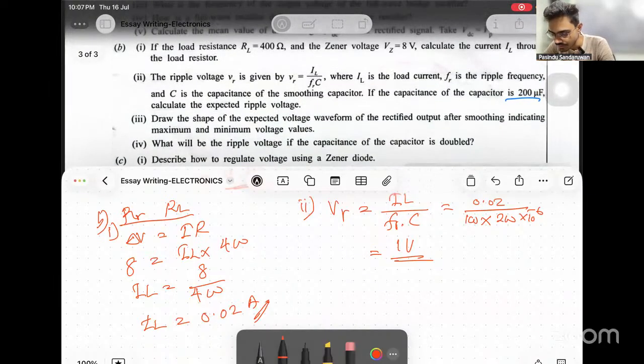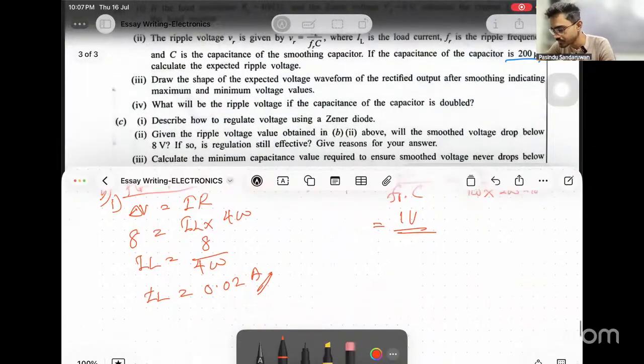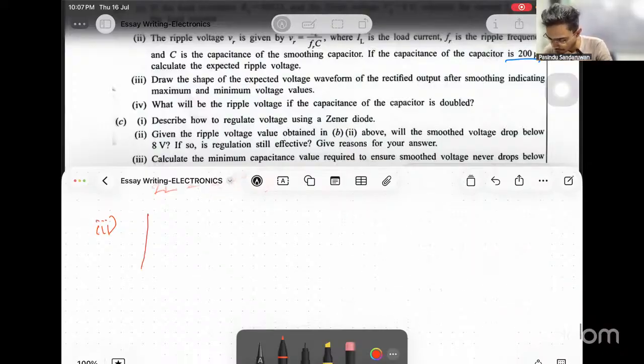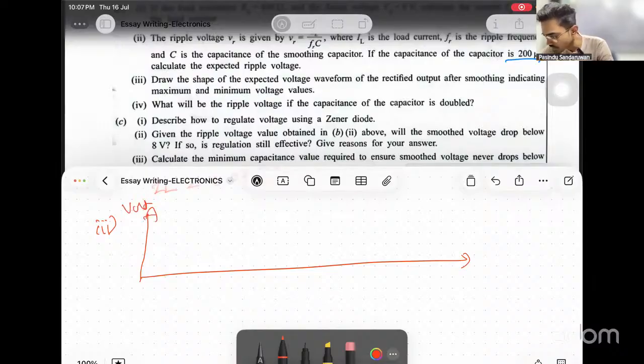Ripple voltage. Okay. Then part 3. Draw the shape of the expected voltage waveform of the rectified output after smoothing, indicating maximum and minimum voltage values. Now ripple voltage is 1 volt. After smoothing is asked. See, then V out with time.